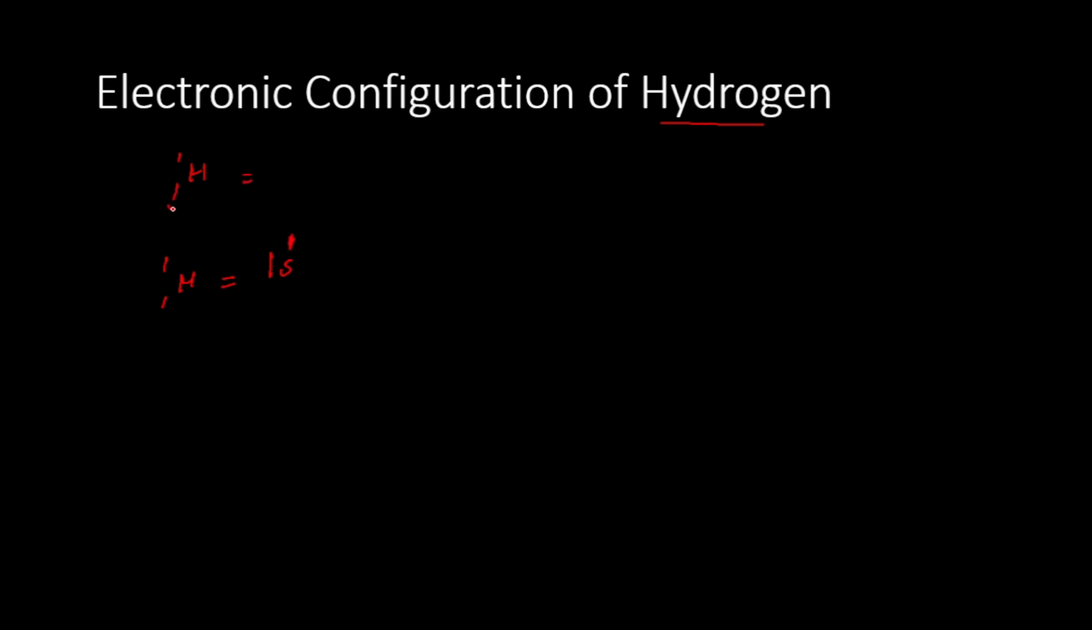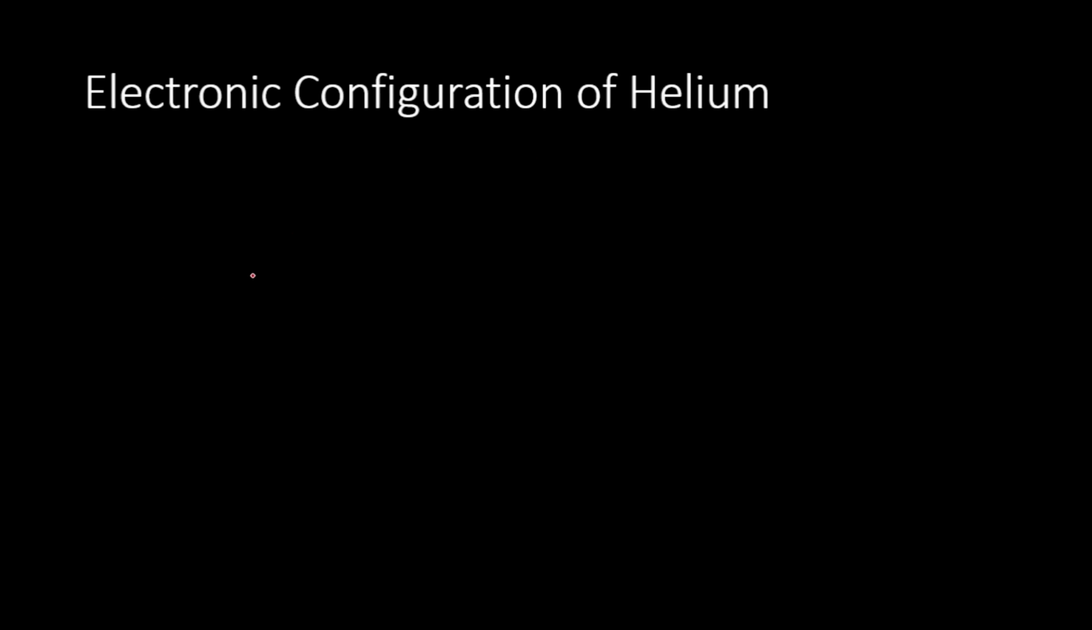Because the number of protons is 1, and as you know, the number of protons is equal to the number of electrons. So the number of electrons is 1. This is the electronic configuration of hydrogen.